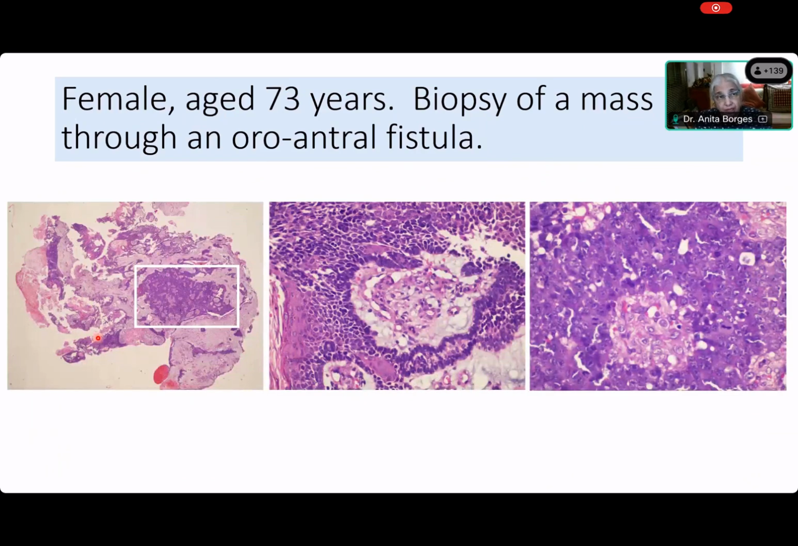Here is a biopsy that is taken from the maxilla, from an oroantral fistula, from the maxillary sinus. And anybody wants to tell me what this middle picture is? You can see the white line is what you're seeing on the right hand side. Anybody? What would you call this thing? It looks like a jigsaw puzzle that has been shaken, no? And that is what we call a stellate reticulum. This is an ameloblastoma.